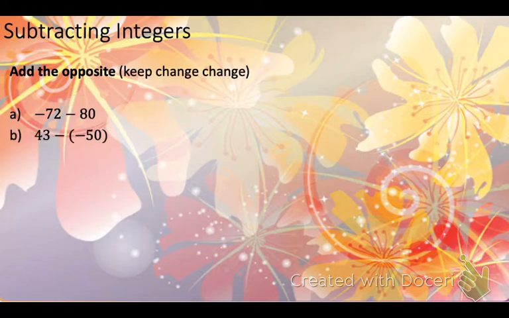Okay, if we try another one, we're going to add the opposite. So keep the first, change to addition, change to positive. So then we have 43 plus 50. We're just going to add, same sign, add and keep the sign. And I get 93.